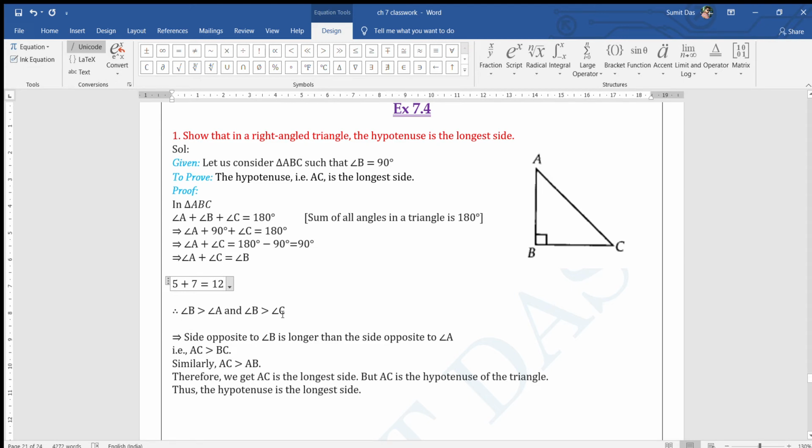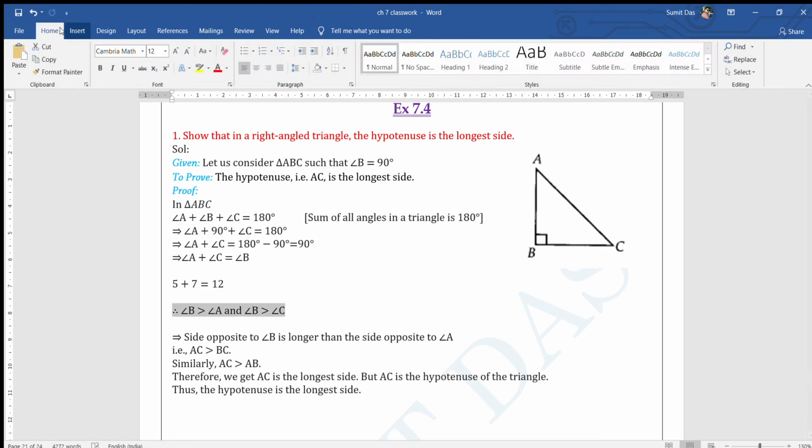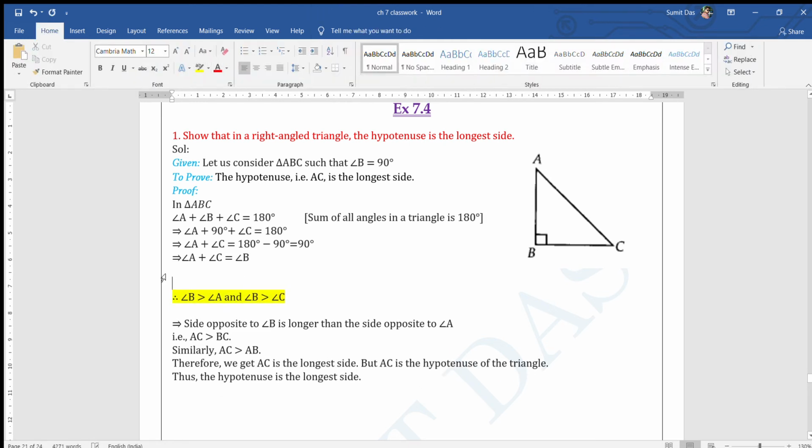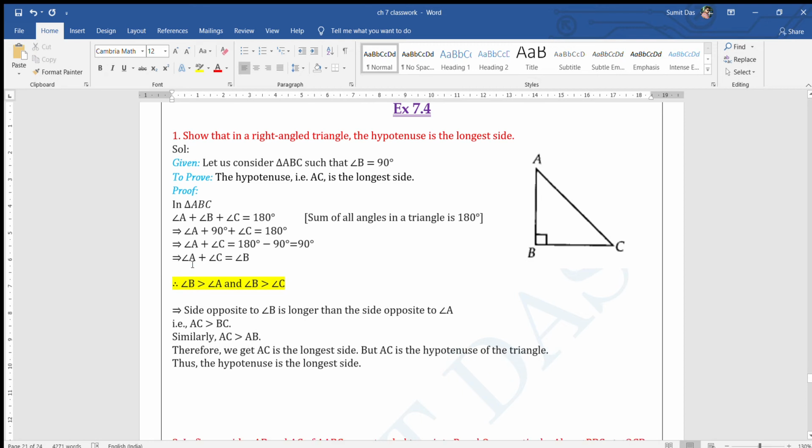Is it clear? This line is very important. Let me know, is this line clear? This line is very important: angle A plus angle C equal to angle B. Therefore the whole angle B will be greater than these angles. So angle B is greater than angle A and angle B is greater than angle C. Is it clear? Okay, anyone else? What about the others? Everyone?